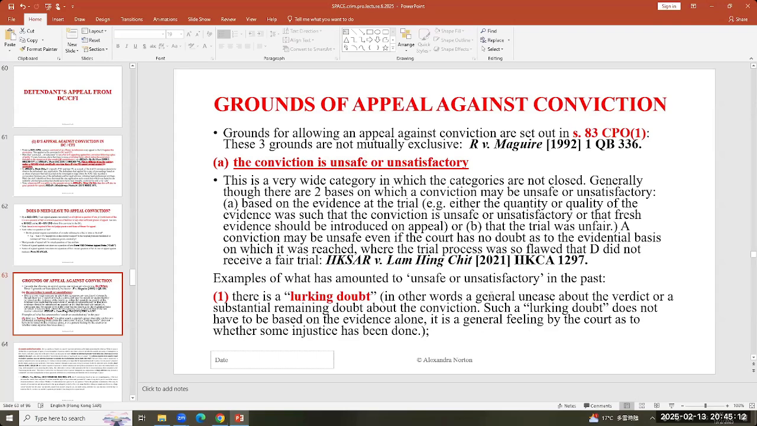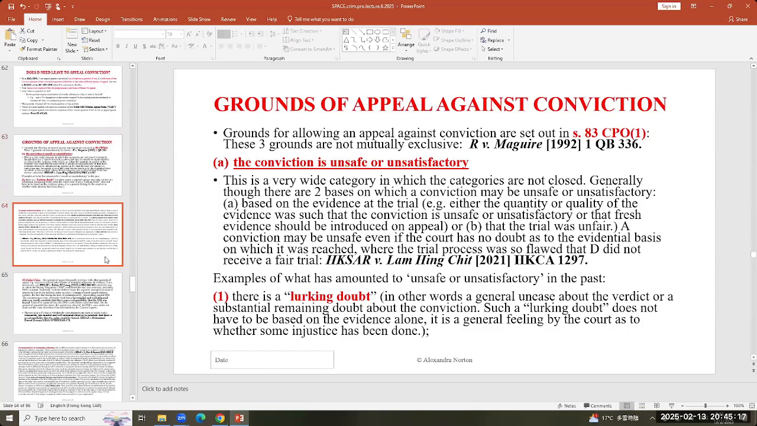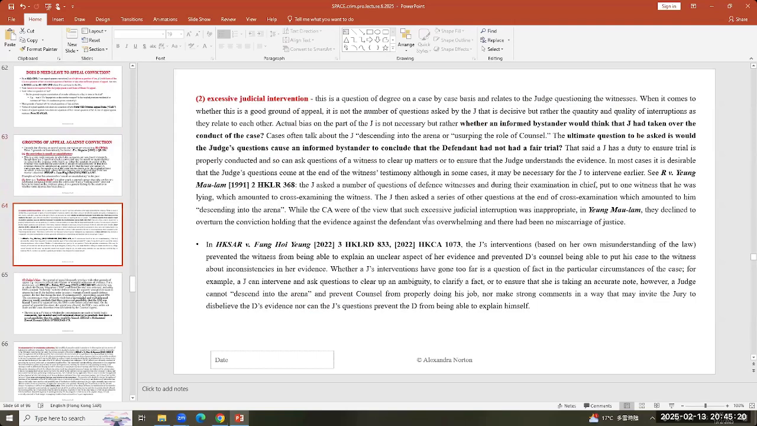If there is a lurking doubt, a general unease about the verdict, that would make the conviction unsafe or unsatisfactory. Or if there has been excessive judicial intervention, a judge can ask some questions of the witnesses in the case to clarify uncertainties or to make sure he's correctly understood the evidence. But what the judge cannot do is descend into the arena of counsel, take over counsel's role, make improper suggestions in questioning the witness, prevent the witness from answering the questions. That would be excessive judicial intervention.